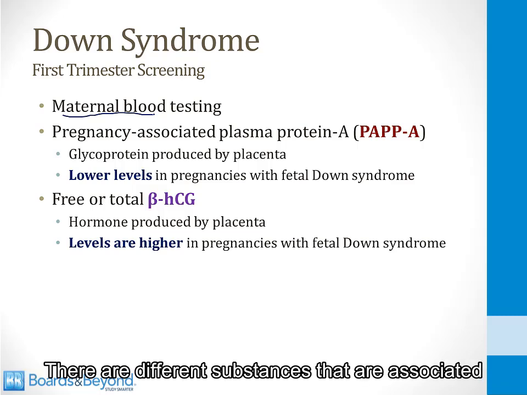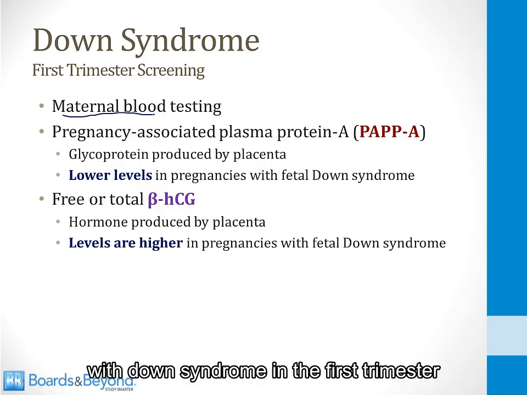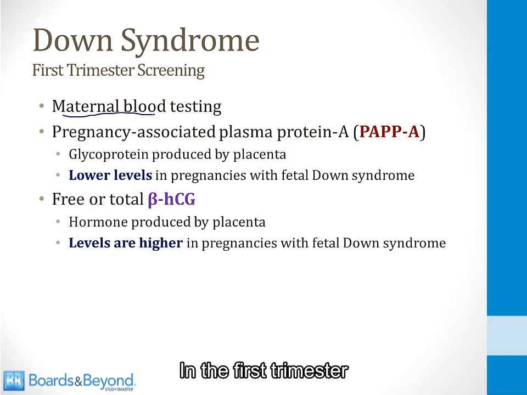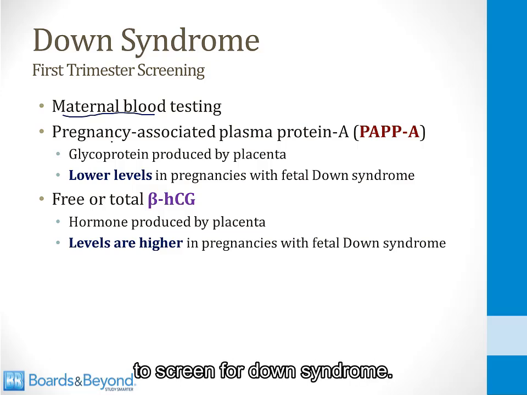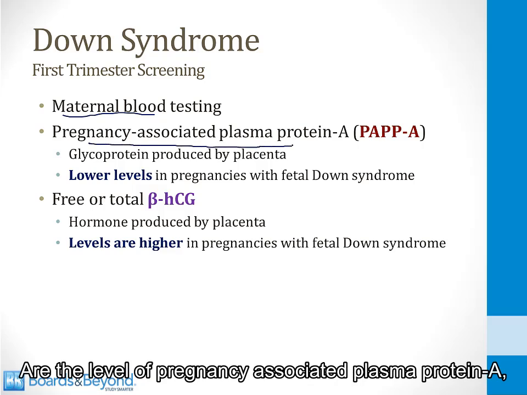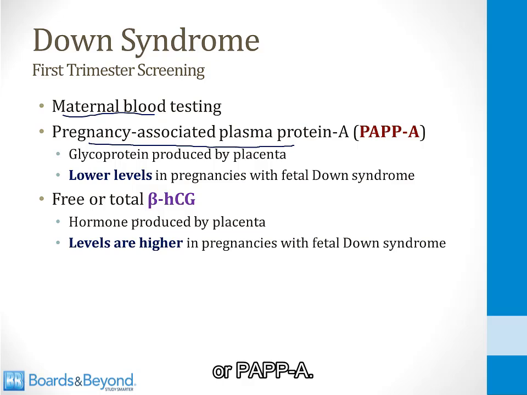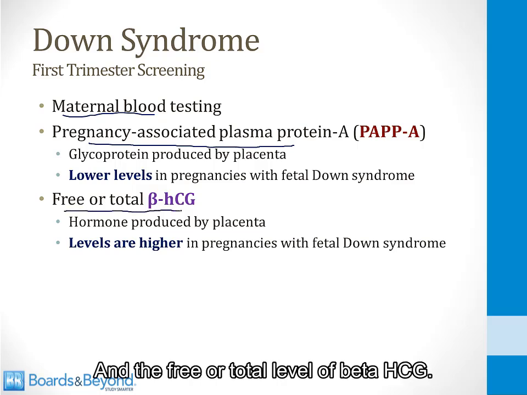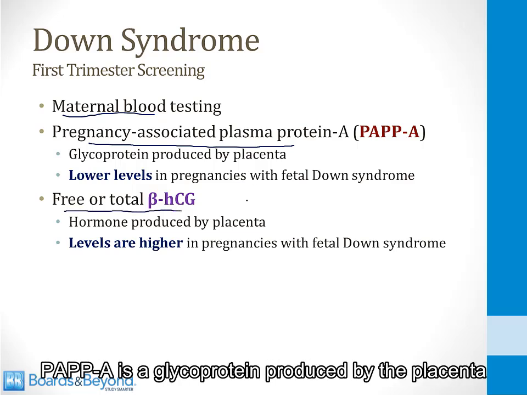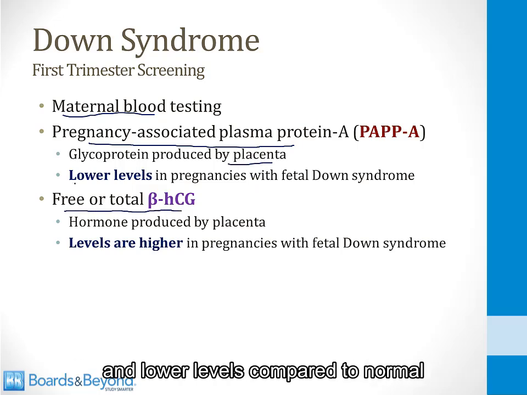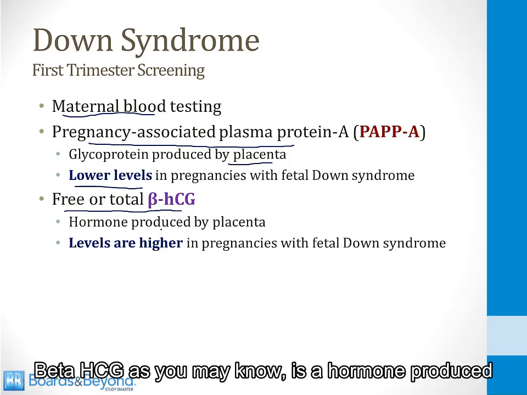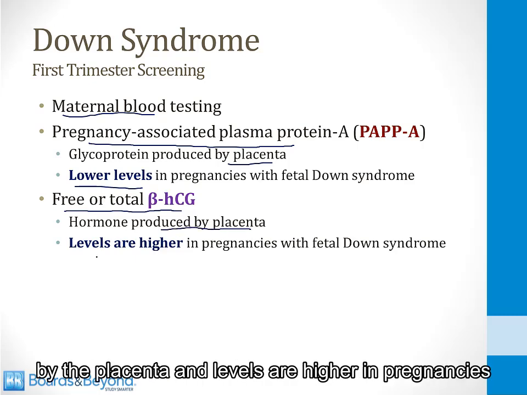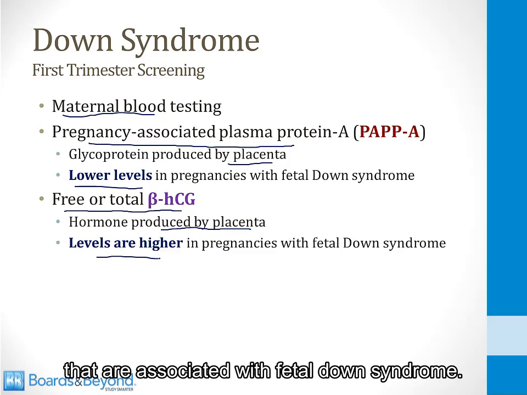There are different substances that are associated with Down syndrome in the first trimester and the second trimester. In the first trimester, the 2 substances whose levels can be measured to screen for Down syndrome are the level of pregnancy-associated plasma protein A, or PAPP-A, and the free or total level of beta-HCG. PAPP-A is a glycoprotein produced by the placenta, and lower levels compared to normal are found in pregnancies with fetal Down syndrome. Beta-HCG, as you may know, is a hormone produced by the placenta, and levels are higher in pregnancies that are associated with fetal Down syndrome.